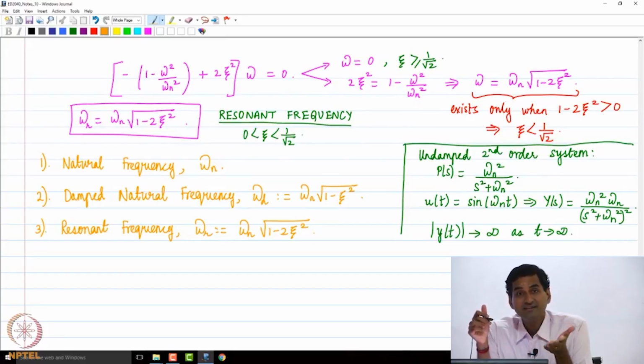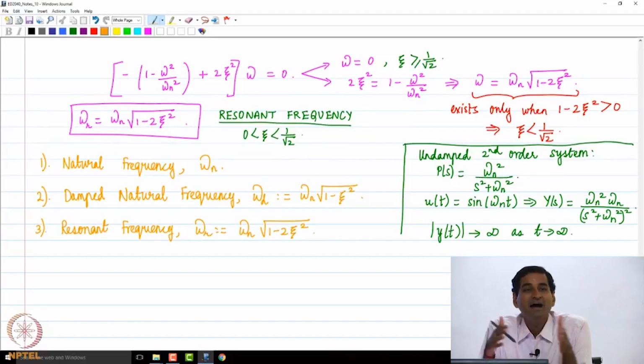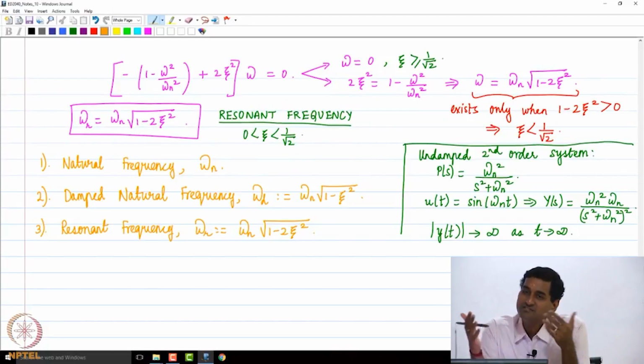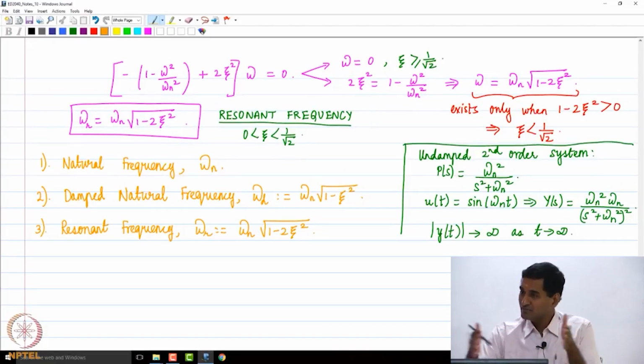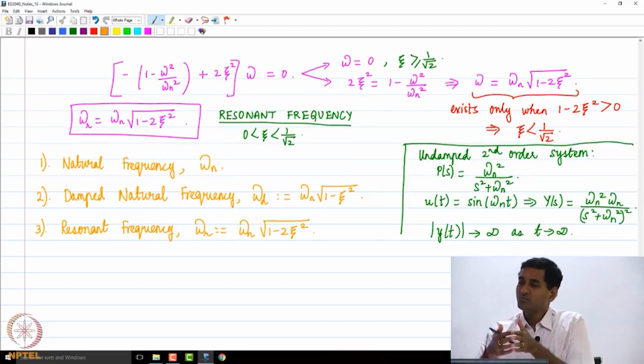Resonance and resonant frequency still correspond to a stable second order system, but it is bad in practice because of the amplification of the oscillations. What is this magnitude of g of j omega physically? If you recall our derivation, the steady state output was the magnitude of the input times the magnitude of g of j omega. So the output is also going to be a sinusoid, but the input amplitude is going to be multiplied by the magnitude of the sinusoidal transfer function.